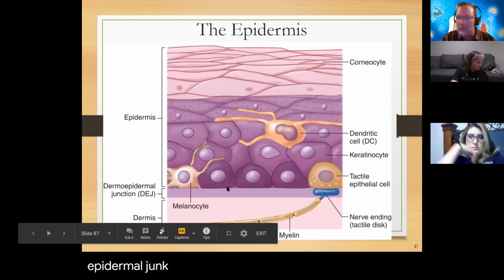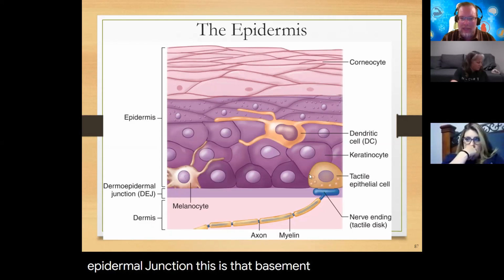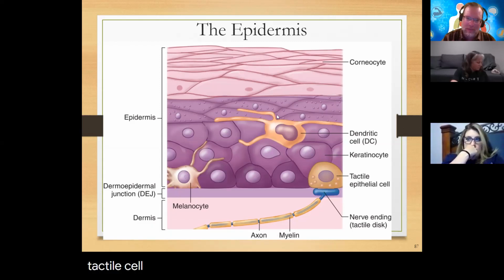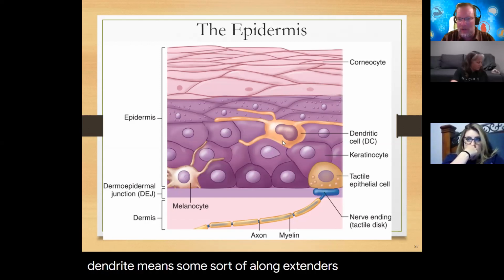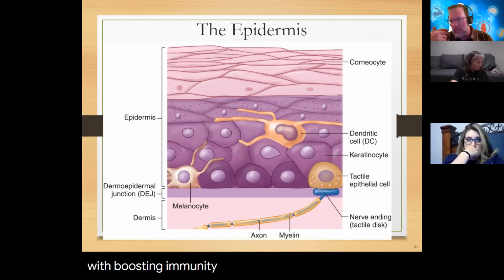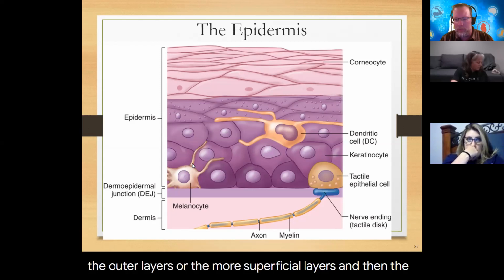This is that basement membrane. Okay, so tactile cells, and then here are those dendritics. Remember, dendrite means some sort of long extenders. So that's what we see there. Dendritic cells would have a lot to do with boosting immunity, helping to recognize maybe pathogenic microorganisms that maybe penetrated the outer layers or the more superficial layers. And then melanocyte, again, helps with UV.